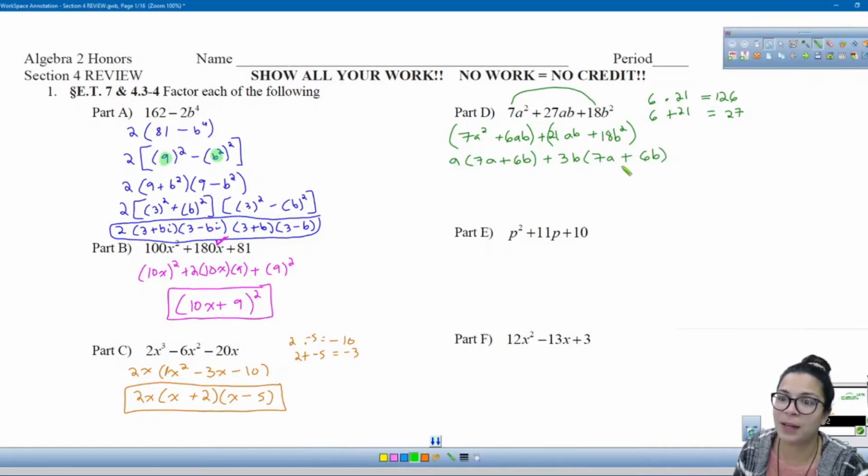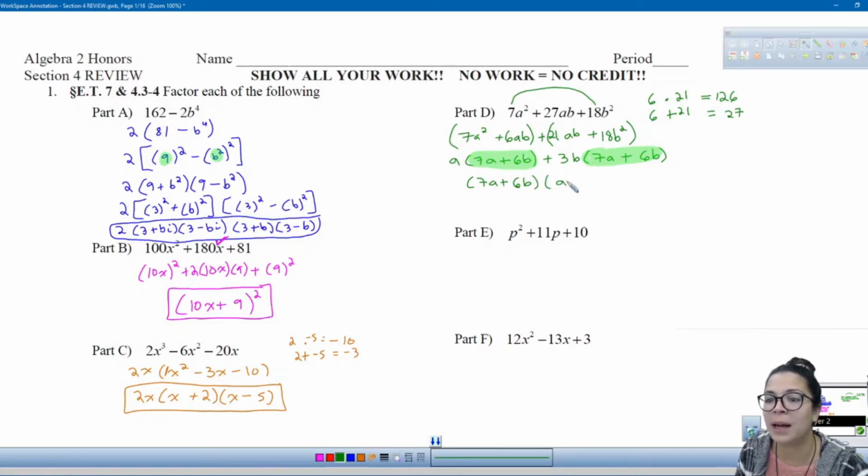Now that we factored out as much as we can, as long as we did the rest of the math correctly, we should always end up with the same binomial on both of these, right? So now we could factor out that 7A plus 6B from both of these terms. So from this term, if I divide that out, I would just get A, and this term, if I divide that out, I would get 3B. And that's how it factors.